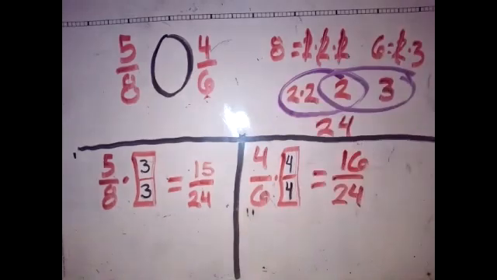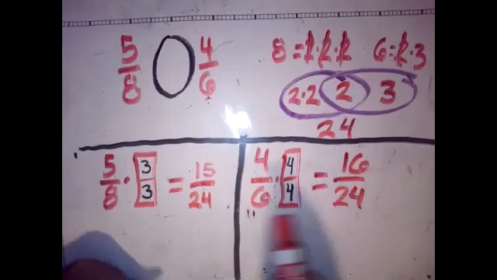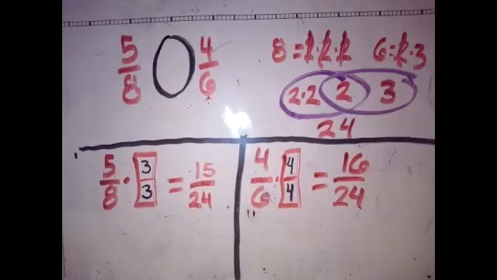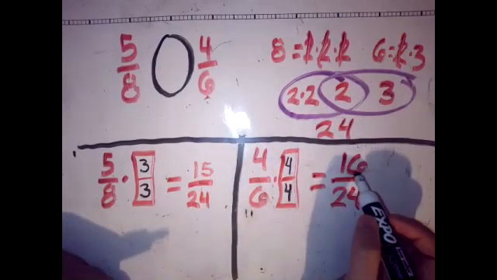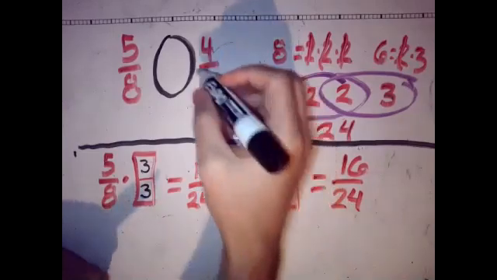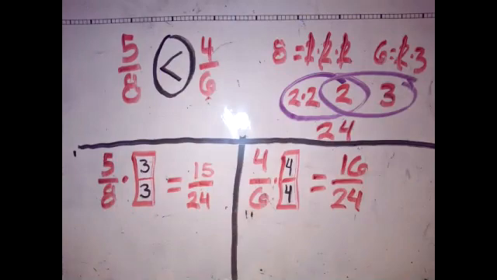And so I can now, instead of looking at 5/8 and 4/6, compare 15/24 to 16/24. And I know 16 is greater than 15. And because they have like denominators now, because we found our common denominator, the numerator is all that matters. If 16 is greater than 15, then I know my 4/6 is greater than my 5/8. My 5/8 is less than my 4/6.